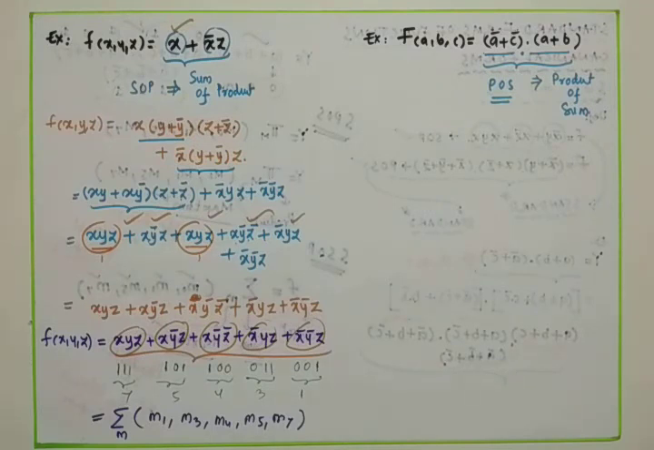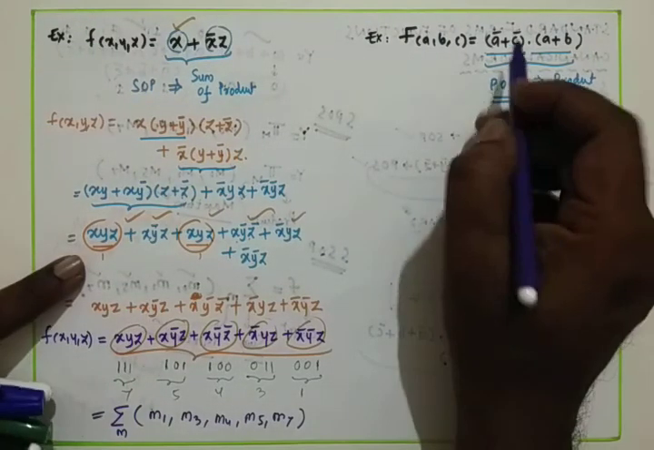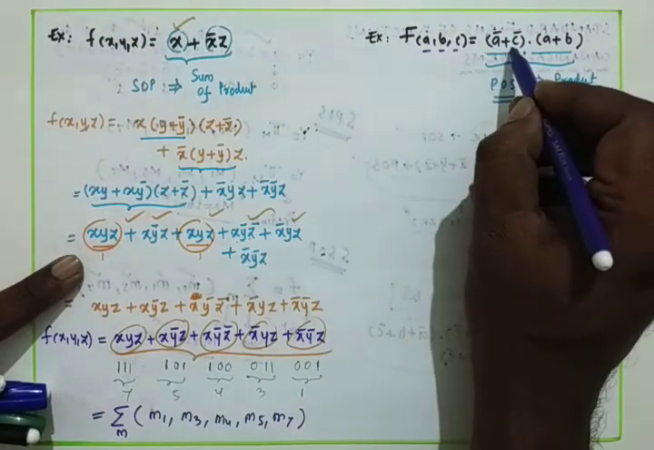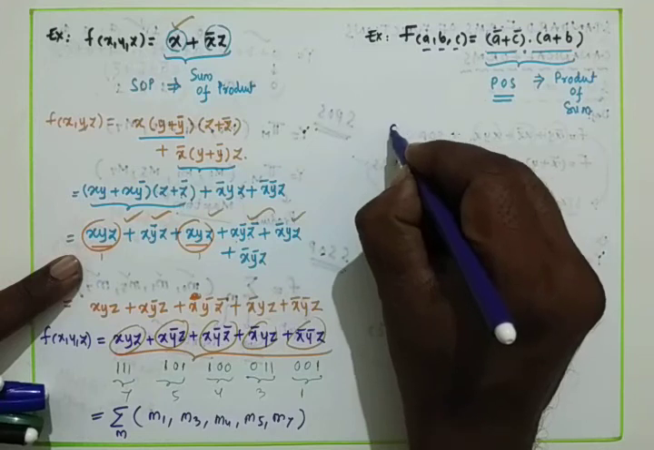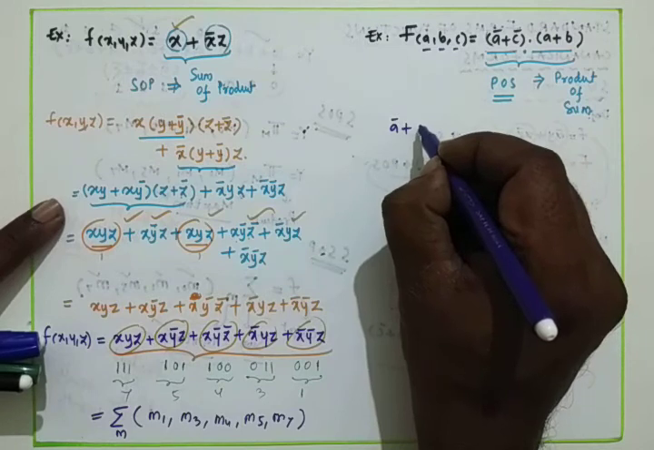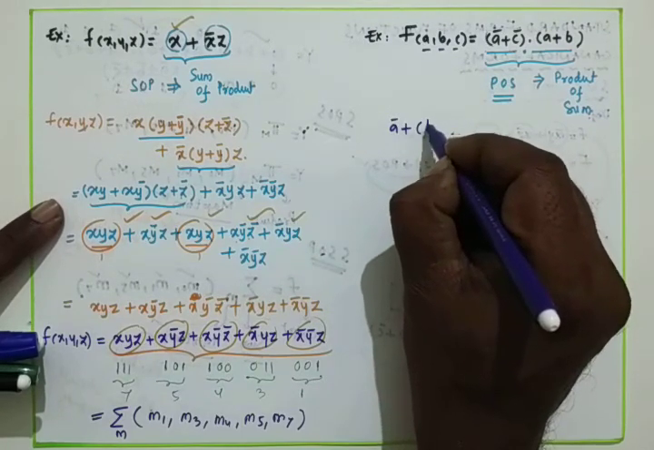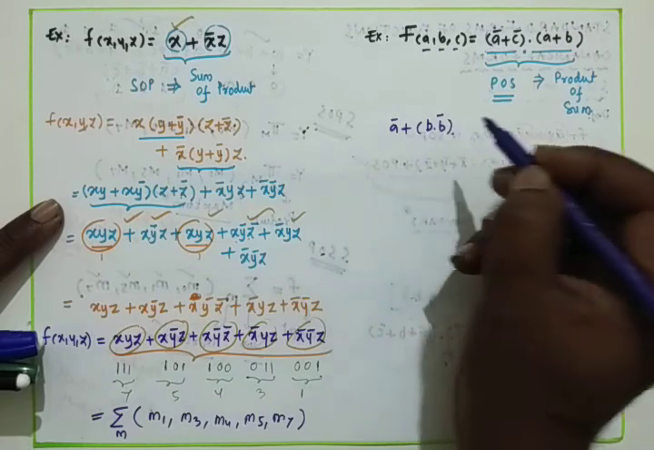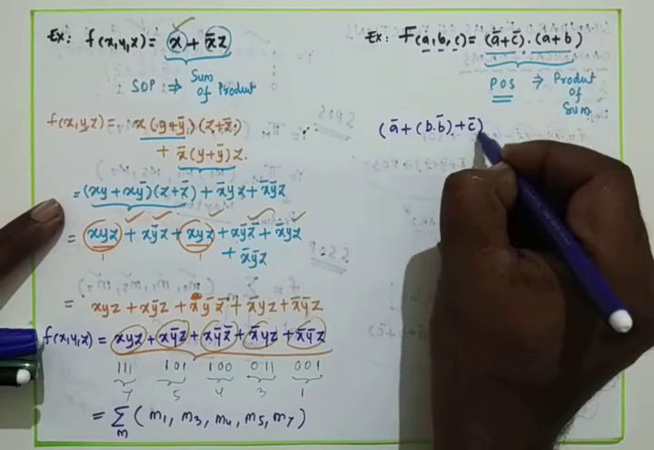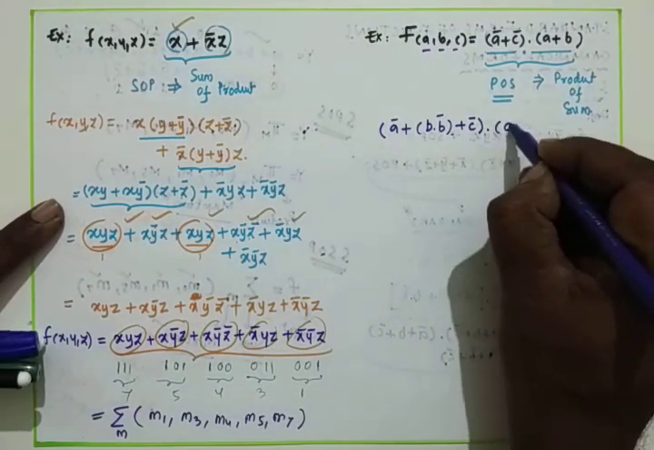And the next example is about the POS. Now I am going with the POS. See this. What is the problem with this POS? Here this has Ā + C̄, but the inputs are A, B, C. Which one is missing here? B is missing. So I take Ā + Ā plus the missing B, so I can write B·B̄. B·B̄ is 0, plus C̄, into then A + B.